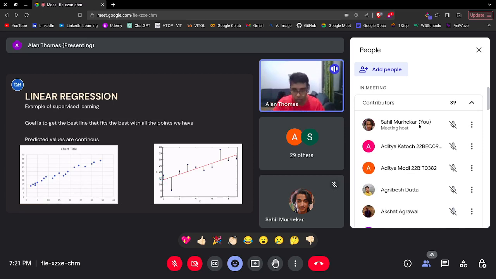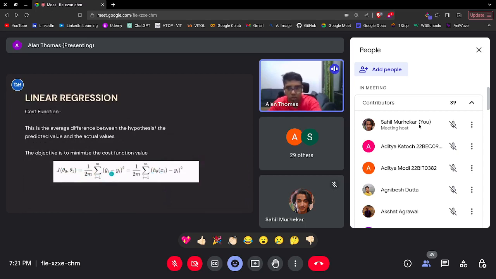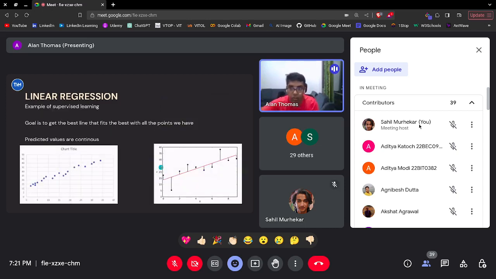So you'll take that 4, you'll square it, like you see here. So it's the hypothesis we have predicted, so that would be 14. 14 minus yi is your actual value, which is 18. So 14 minus 18, 4. You square it, so 4 square 16, and then you do it for i is equal to 1 to m. So m is your number of examples. So 1, 2, 3, 4, 5, 6, 7, 8, 9, 10. So you do it for all these 10 examples.